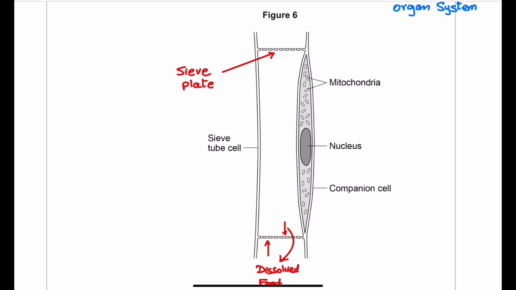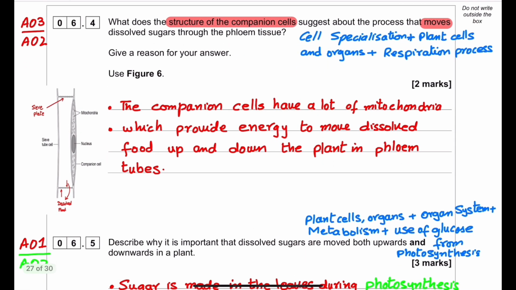Let's see the model answer. The companion cells have a lot of mitochondria. They will provide the energy to the sieve tube cells so that the dissolved food can move up and down the plant in the phloem tubes.